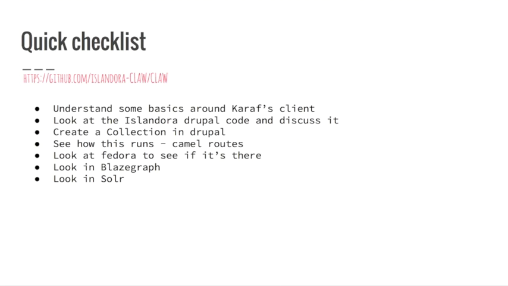We will look at the Islandora Drupal code and discuss it. We will create a collection in Drupal, an Islandora collection, a Fedora collection in Drupal. We will see how this runs, and look in real time at how Camel wrote these messages inside. Then we'll look at Fedora to see if it's there. Then we'll look at Blazegraph and see if the triples are there. And we'll also look in Solr to see if Drupal is really indexing this.